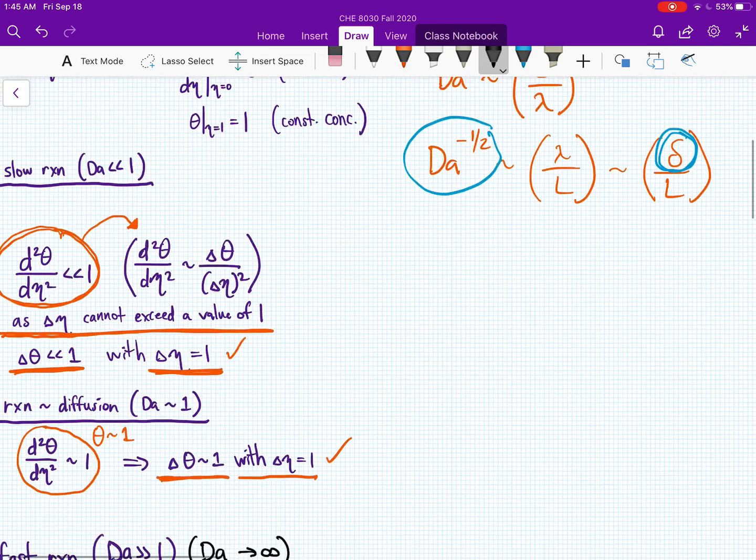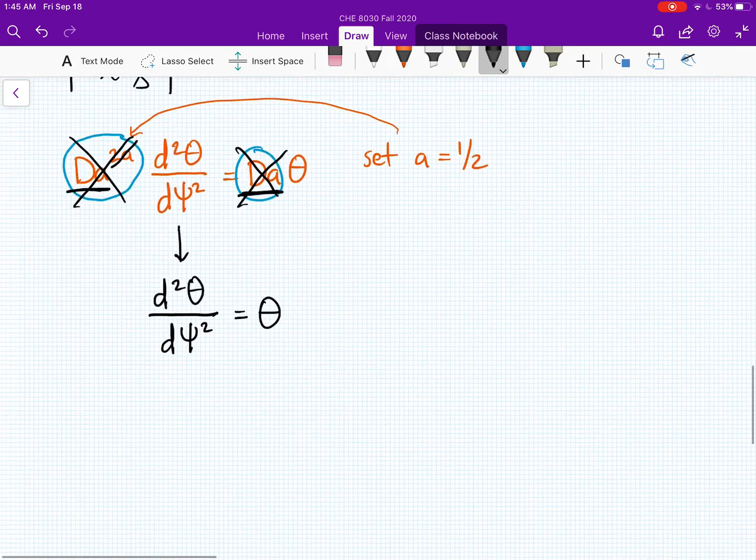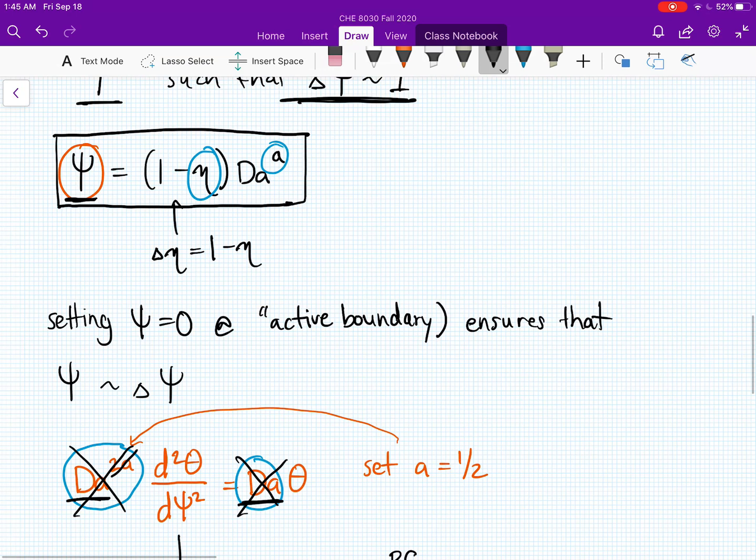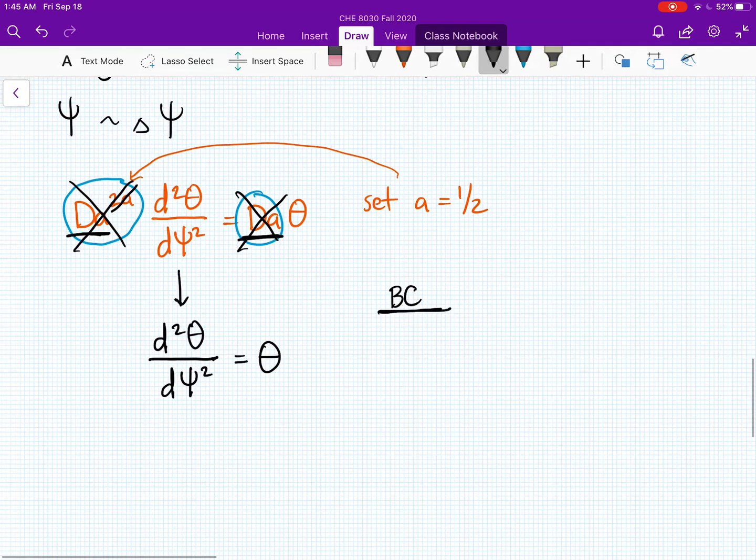So let's start with what I would call the easier one. That is the constant concentration boundary condition. Before, this was the boundary condition at y equals L, or eta equals 1. But when eta equals 1, psi equals 0. Hopefully we can all see that. So for theta, when psi equals 0, my boundary condition is equal to 1.